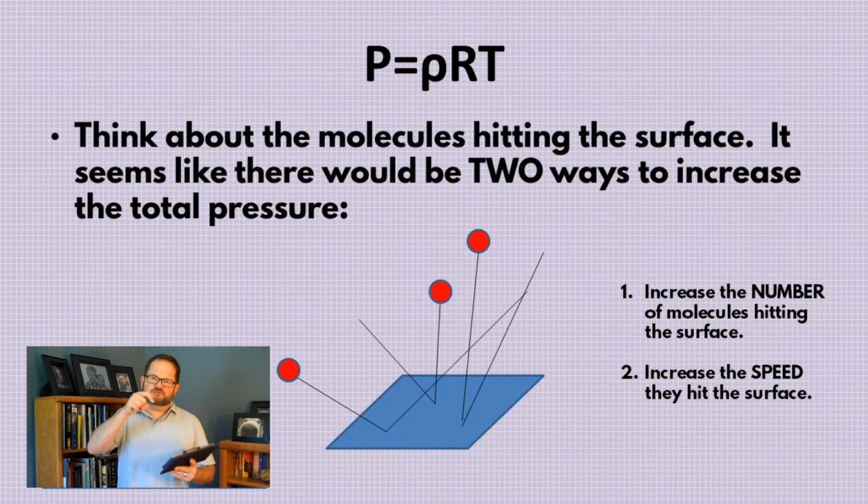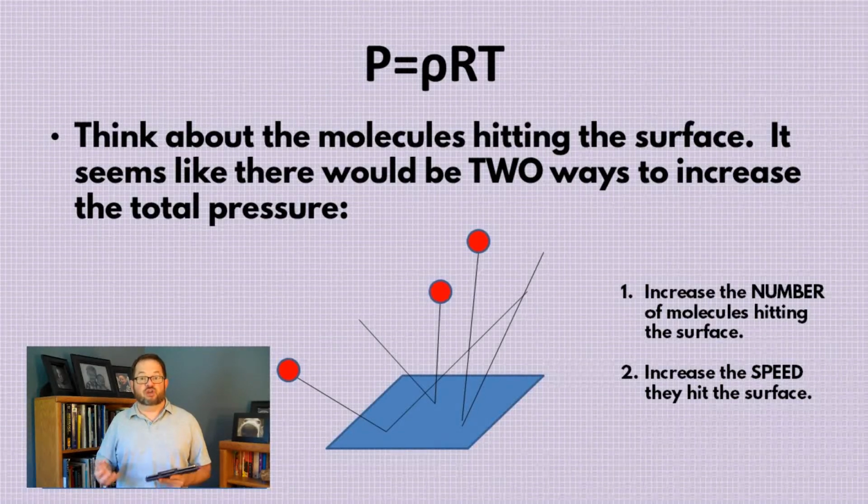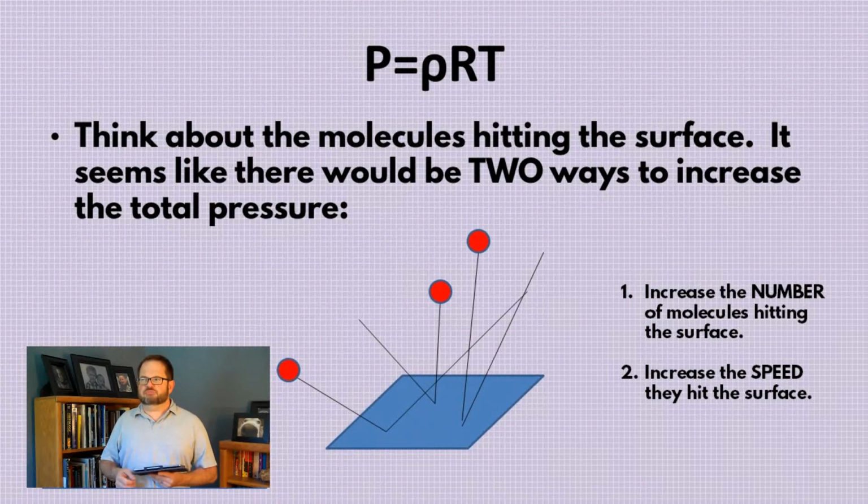I mean, if pressure is the force of all these little molecules bouncing off the surface like you see in this diagram here, I can think of two ways that we could increase the pressure on that surface. One would be to increase the number of molecules hitting the surface, just have more of them hitting. Or two, increase the speed of the molecules when they hit. Now, have them hit harder. Both of those seem like they would work.